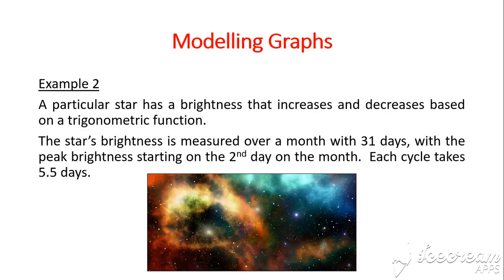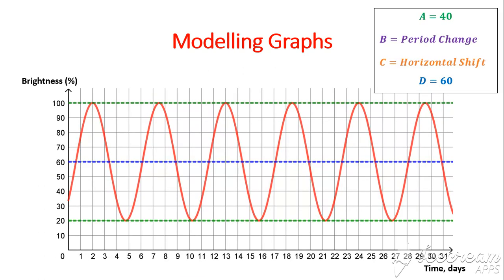Right, the next thing we're going to do, we're going to come back to the story. We know that the peak starts on the second day of the month and each cycle takes 5.5 days. So we're going to use that information to work out the values of B and C. So we know that peak value, which is this point here, starts on the second day of the month. So we can work out that the graph has moved across 2 squares to the right.